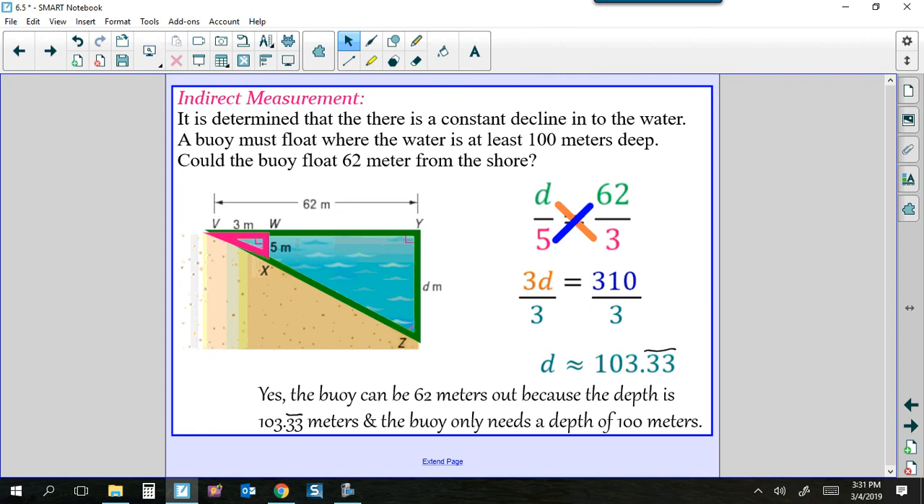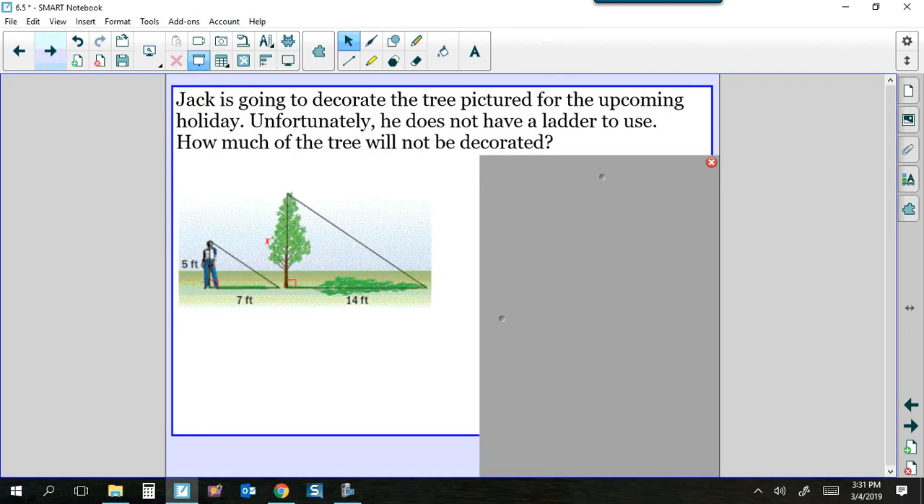All right, the last problem we have is going to start out as a very easy problem. Hopefully you guys can clearly see the two triangles. You can even see where the X is right here. We're looking for the height of the tree. So I'm going to ask you guys to just go ahead and find the height of the tree.